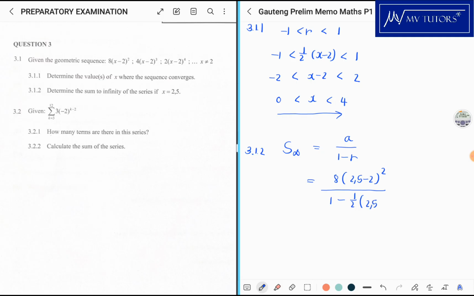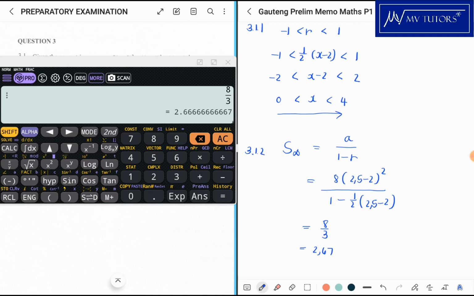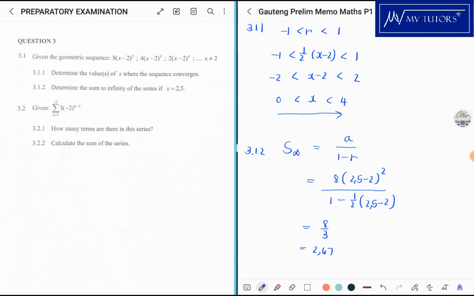So again, 2.5 minus 2. I am going to put all of this in a calculator because we are really trying to save time as well. So we have 8 times 2.5 minus 2, that's just 0.5 that's left, and that is squared. And in the denominator, we have 1 minus 0.5 multiplied by, again, 0.5. And we see our answer there is 8/3, or 2.67 if we round it off. Okay, so that is the sum to infinity.